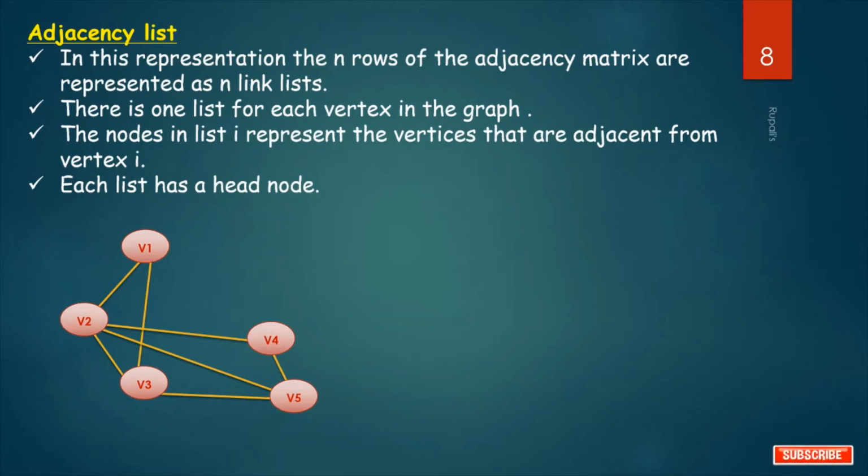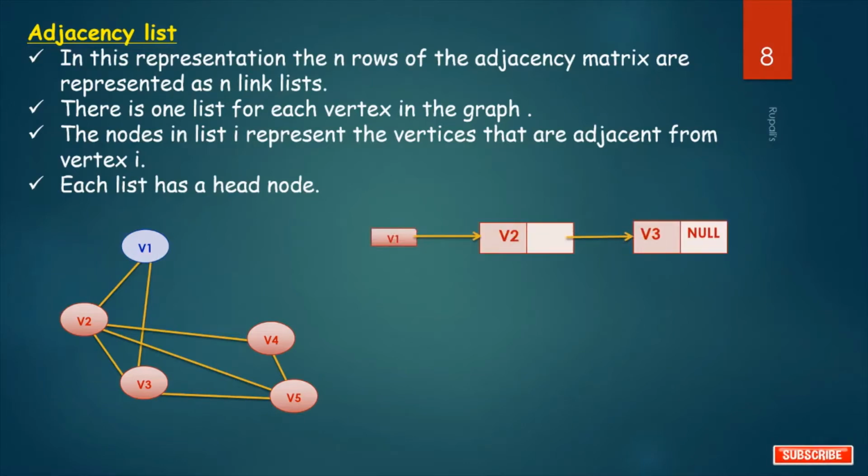First see, if I start from V1, the connected nodes of V1 are V2 and V3. There is no fixed sequence. You can first add V3 then V2 also. Because no other node is connected with V1, this link portion is null. Here, after V2, this link portion holds the address of V3.